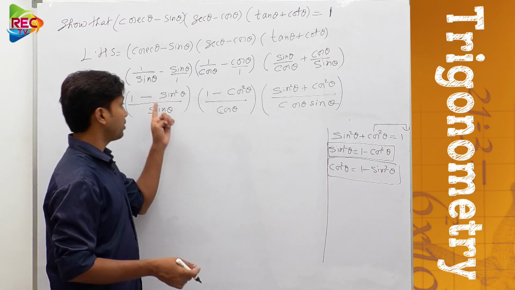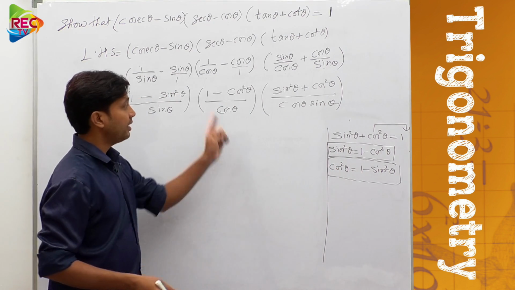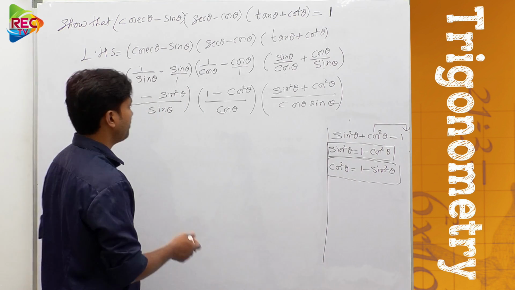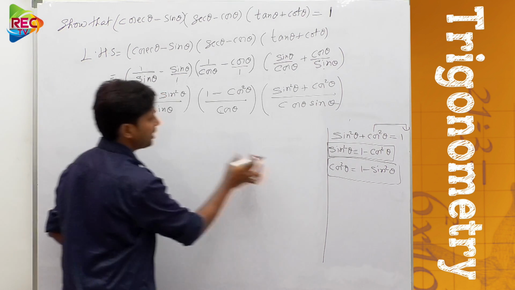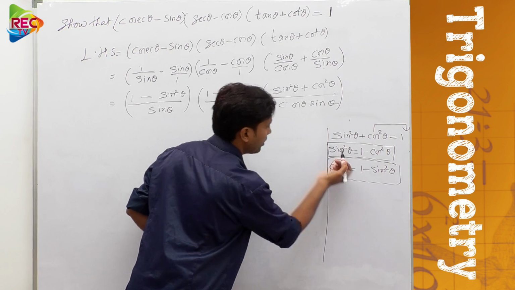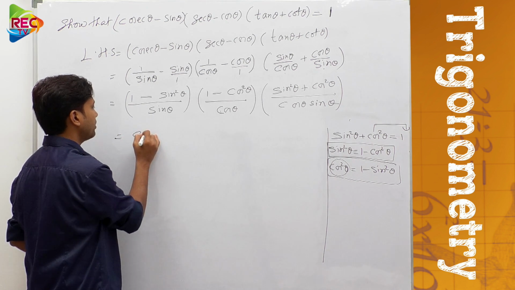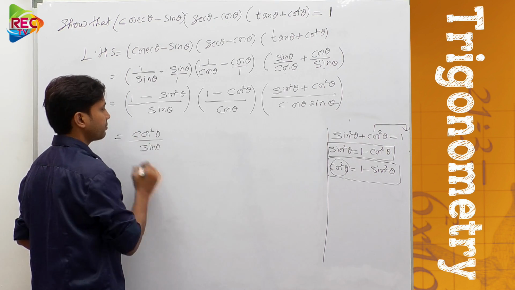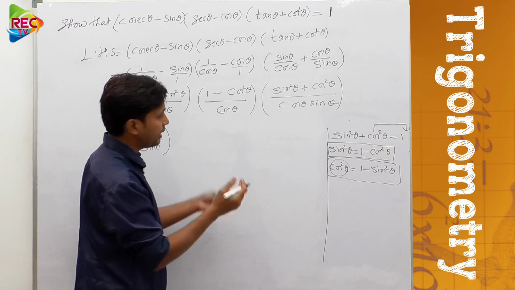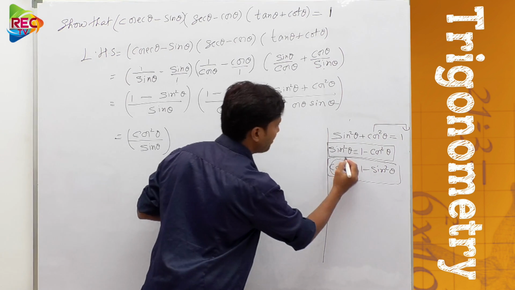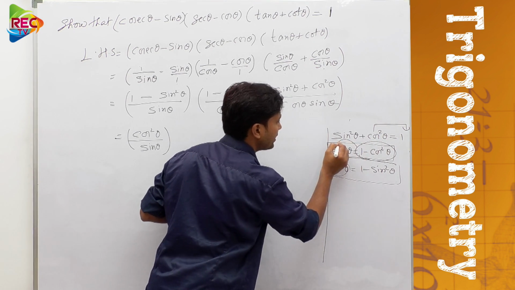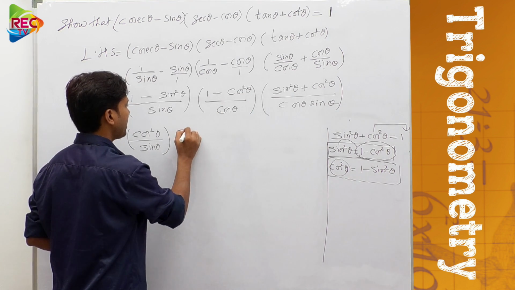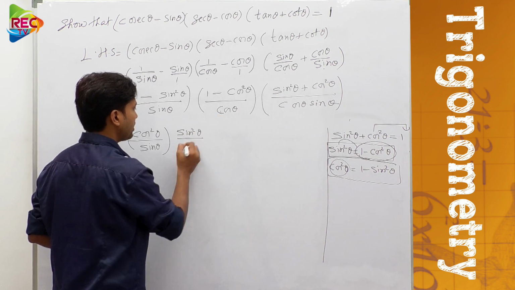Why are we writing like that? Because 1 minus sin square theta and 1 minus cos square theta are both there in the given expression. So 1 minus sin square theta can be replaced by cos square theta, so we write cos square theta by sin theta. The first expression is solved. Now 1 minus cos square theta can be written as sin square theta, so we replace it with sin square theta by cos theta.